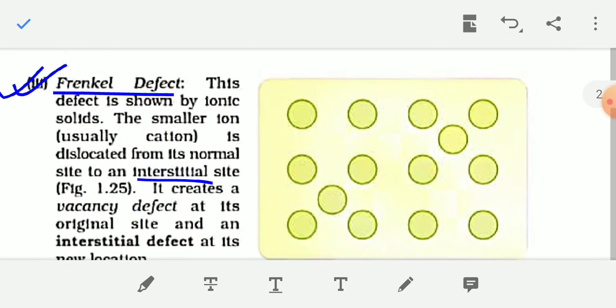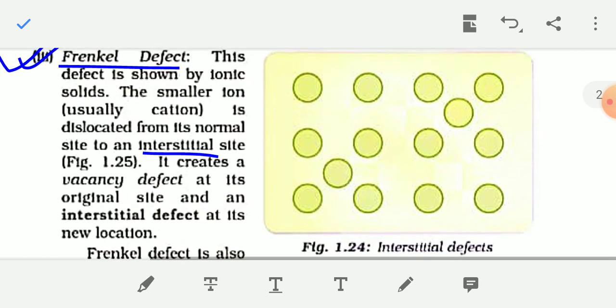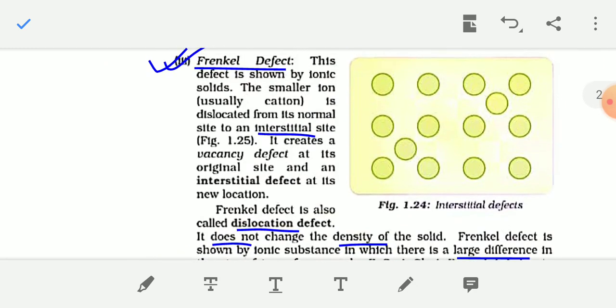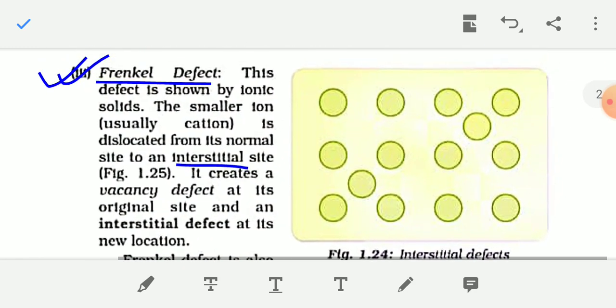Frankel defect. This type of defect is shown by ionic solids. I have already told you about ionic solids. There are two types of defect: one is Frankel defect, another is Schottky defect. Frankel defect is mainly an interstitial defect, and Schottky defect is mainly a vacancy defect.